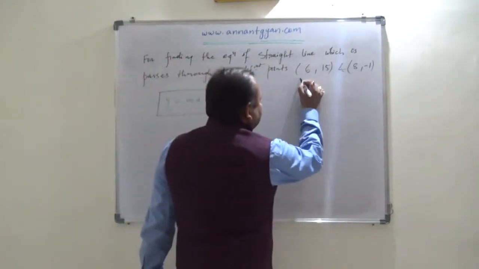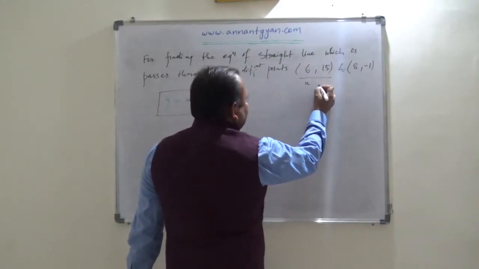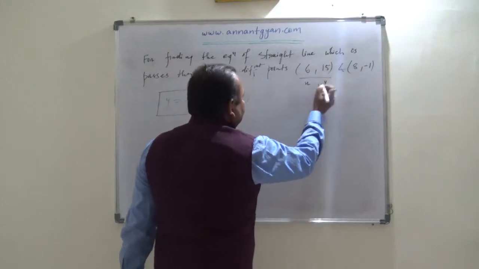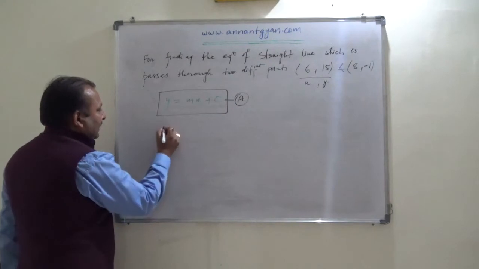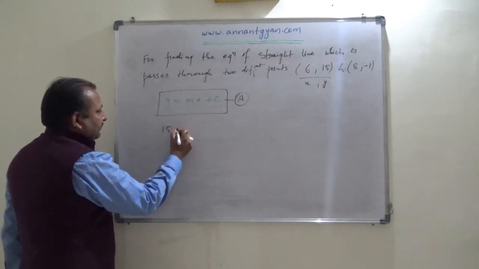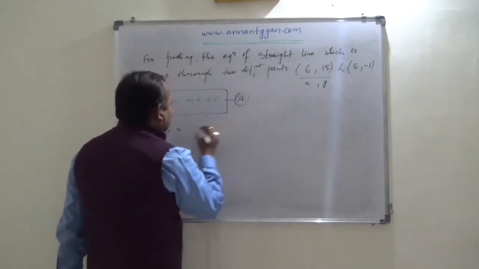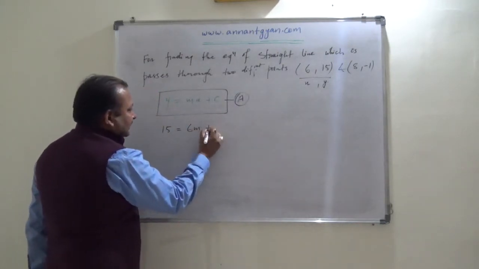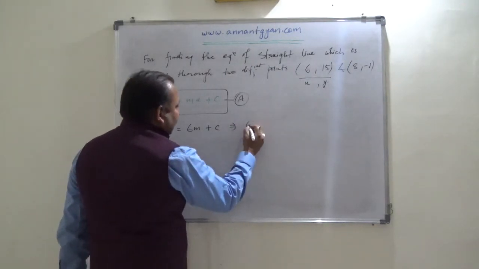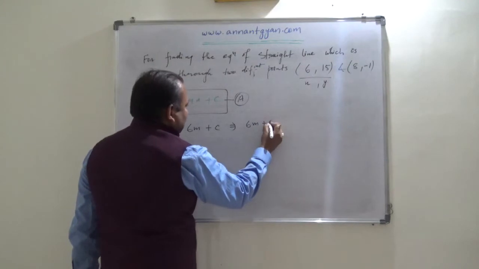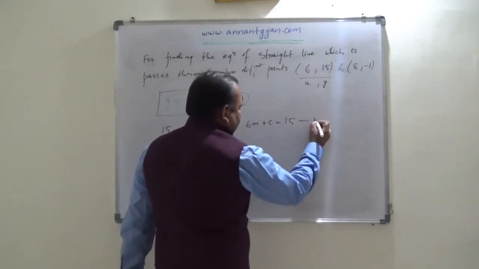The first point is (6, 15). So here x is 6 and y is 15. With the help of this, we shall put the value of x and y, and we get one equation: 15 equal to m times x. The x value is 6, so 6m plus c. So we write it in this manner: 6m plus c equal to 15. This is equation first.